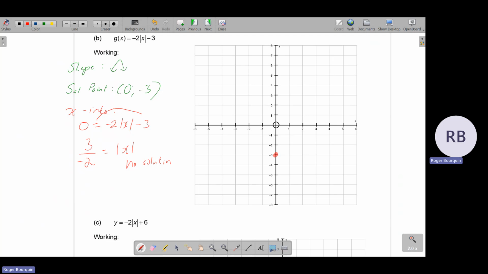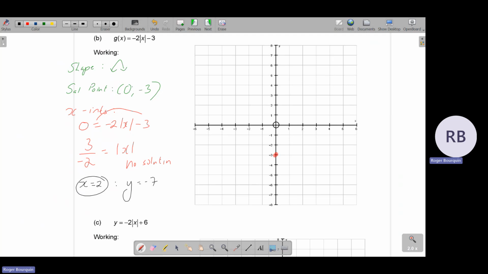If it doesn't cut the x-axis, there are millions of graphs that turn here. But just like the ones yesterday, what do you have to do? Find some other random x value. That's easy. Pick a number. 2. Okay, so x is 2. What do you get for y? Put it back. You're going to get -2 times 2, which is -4, so y is equal to -7.